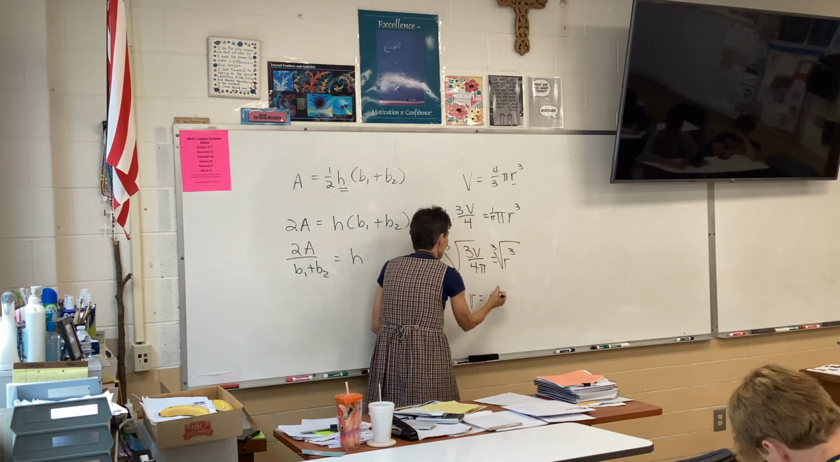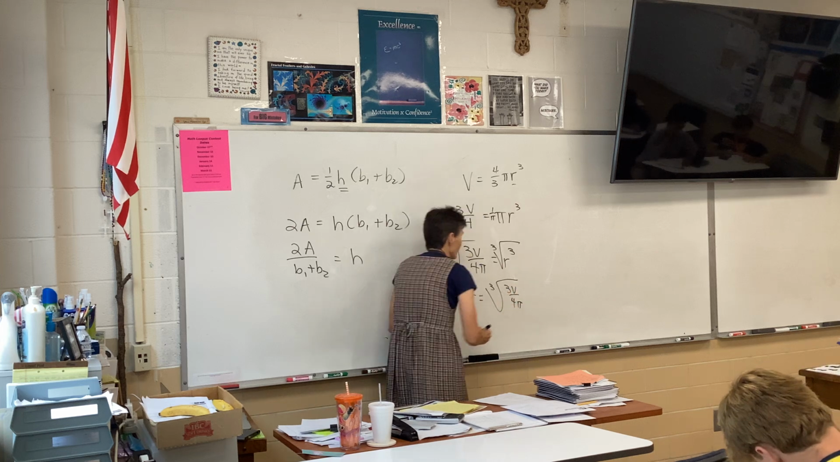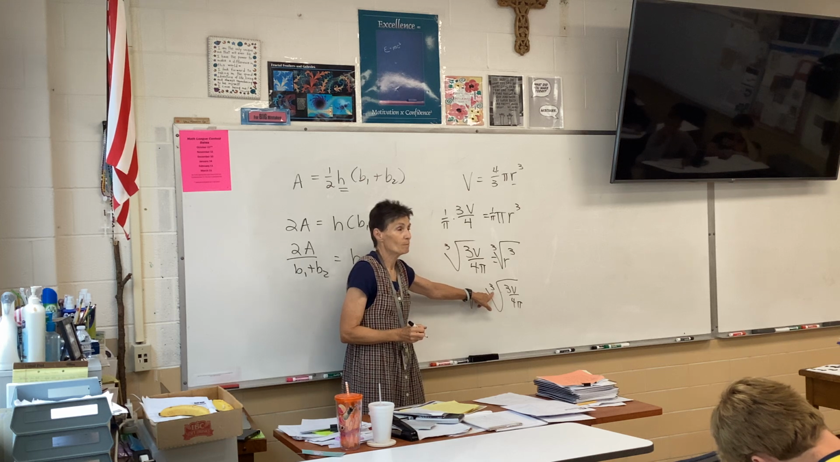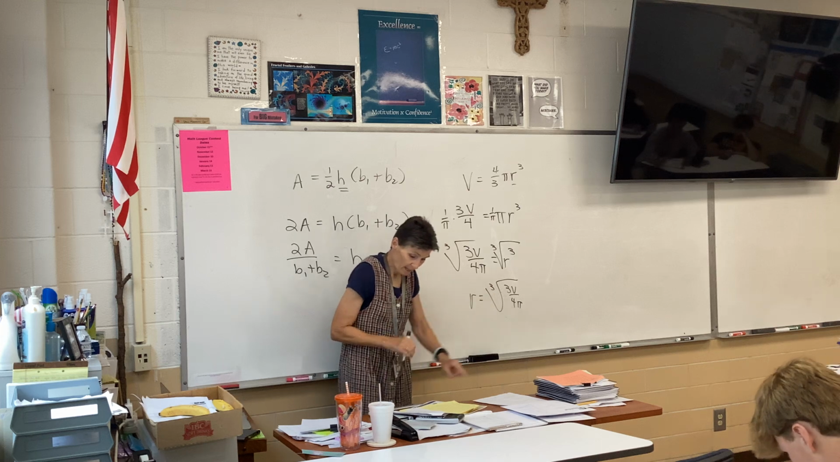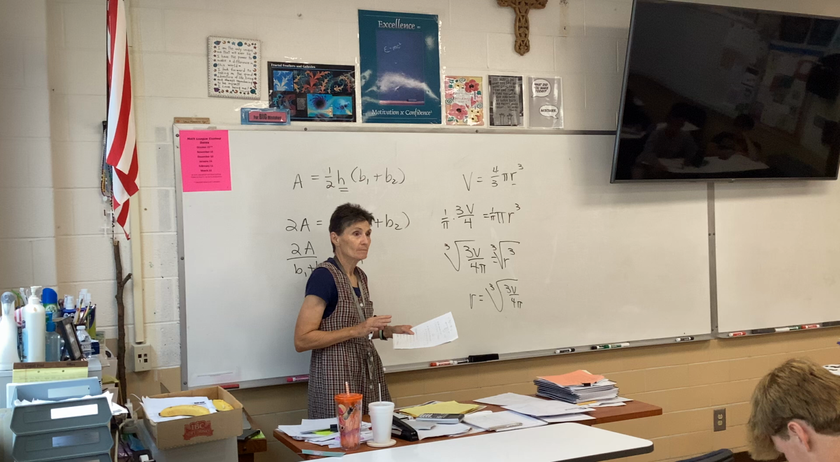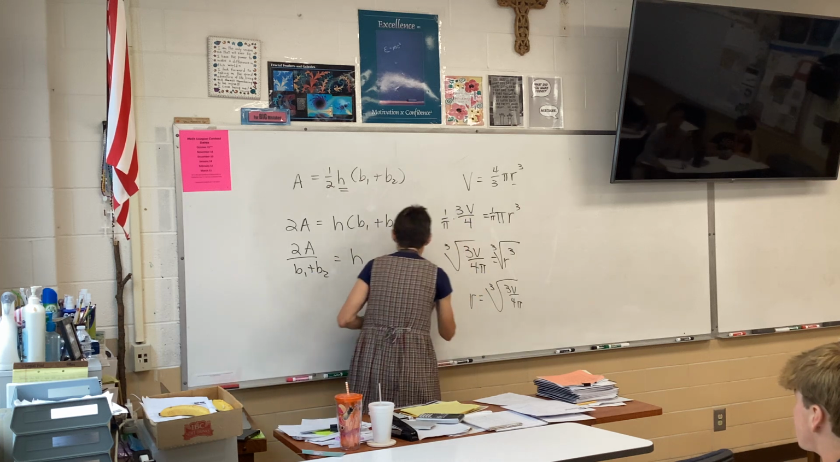So R equals the cube root of 3b over 4 pi. And by the way, that 3 right there is necessary, so be sure that you're not leaving that out. If it's a cube root, you gotta have that in there. All right, so this homework's due on Monday. P3 will be due on Monday.